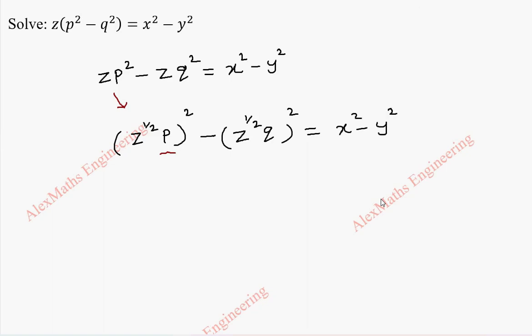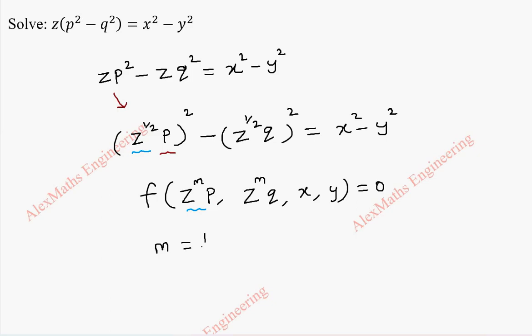And here by comparison, we have z power half, and this is z power 1. So after rearranging this, we are going to consider the form where we have z power m into p and z power m into q, along with the x and y terms. So now let's compare this z power m with z power half. By comparison, we find the value of m as 1 by 2.